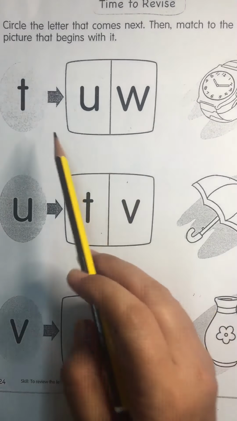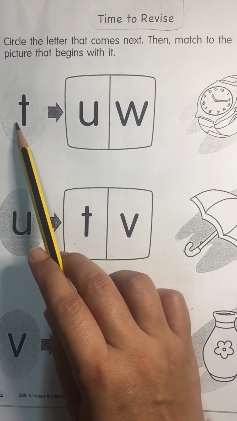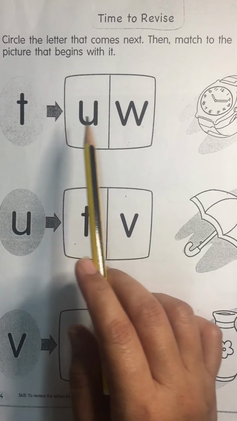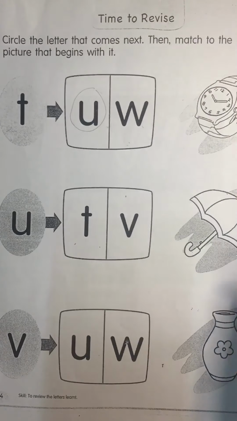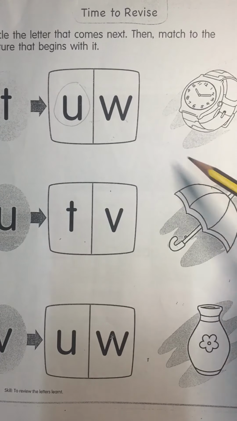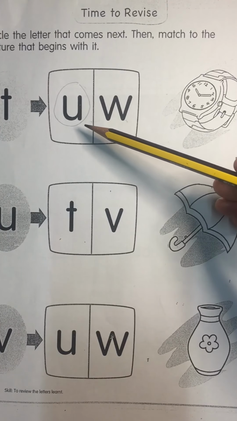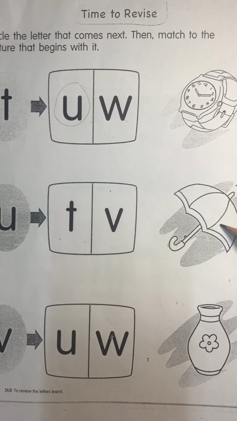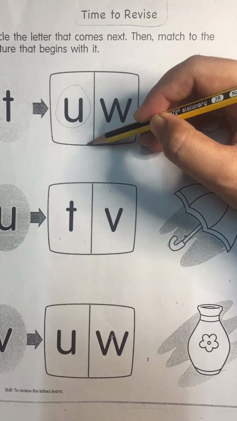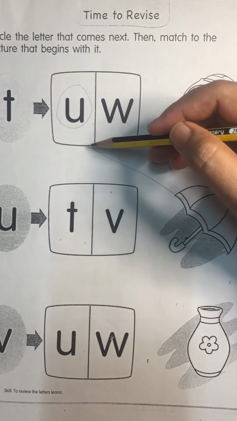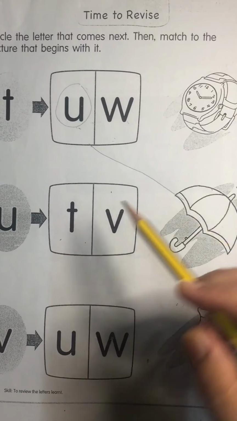Now, this is letter T. What comes next? T, U or T, W? T, U. So, we circle letter U. Look at the picture. The sound for U is U. U, a watch, umbrella, or vase? Of course, it's an umbrella. U for umbrella.